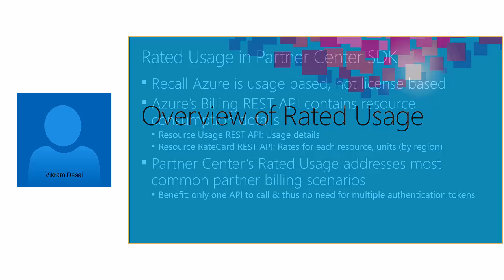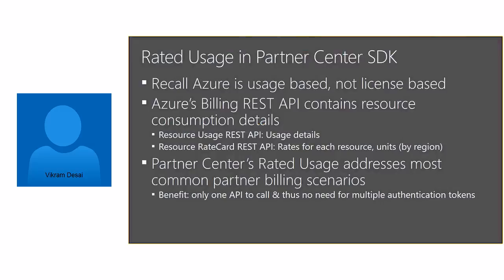So rated usage is the way we are giving it, as Vikram just talked about the rate card and the usage APIs, which are resource-based APIs in Azure. We're giving you a rated usage abstracted view, connecting all of them together in one API call, which is very much in line with what you see in Partner Center. So you can just use one rated usage API for Partner Center and do the same kind of operations.